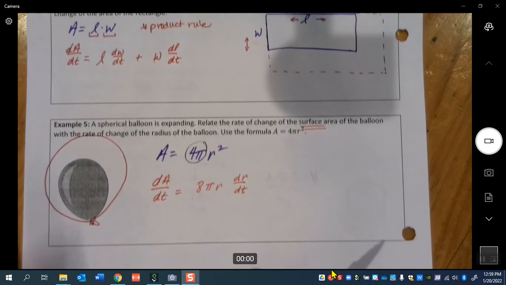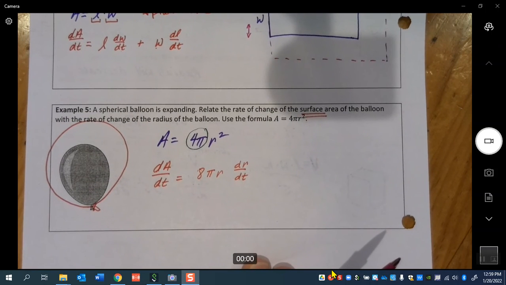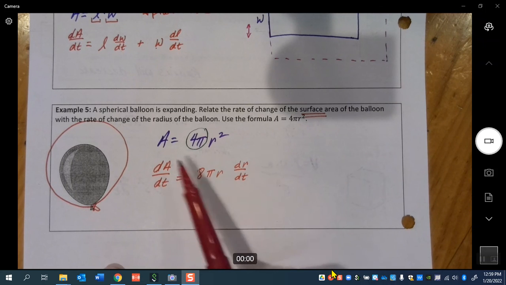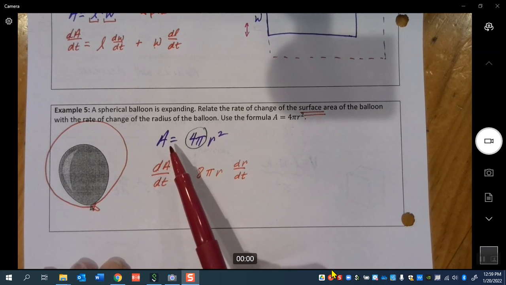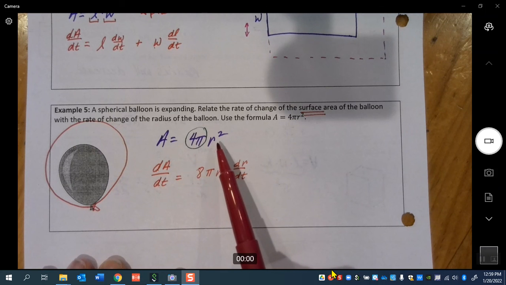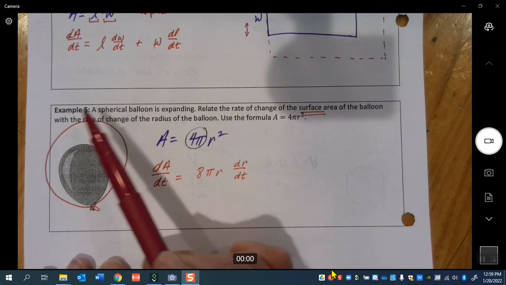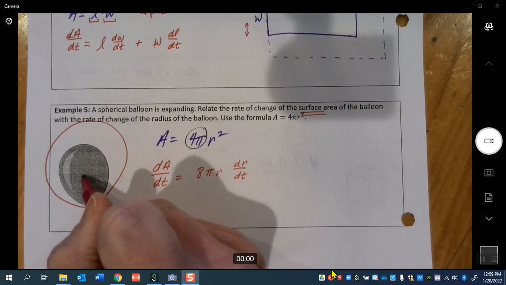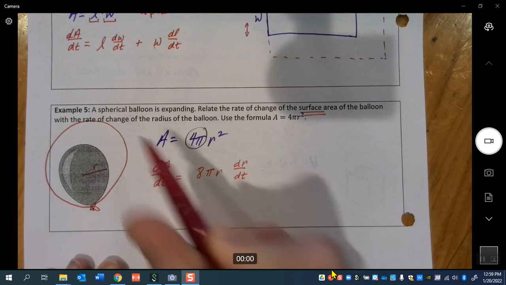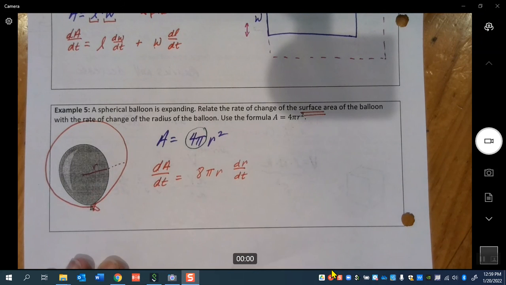All right, let's talk about blowing up a balloon. A spherical balloon is expanding. Relate the rate of change of the surface area of the balloon with the rate of change of the radius. So I know that the surface area of the balloon is going to be equal to 4 pi r squared. And as this balloon blows up, this radius value is going to be getting bigger along with it, assuming that it's spherical. So area is equal to 4 times pi times r squared.